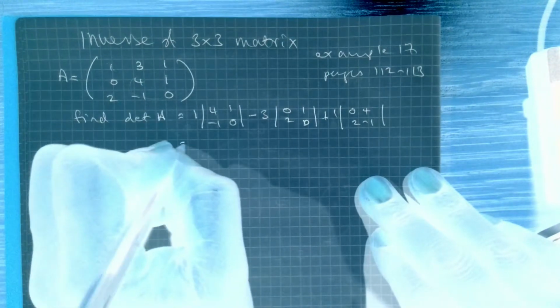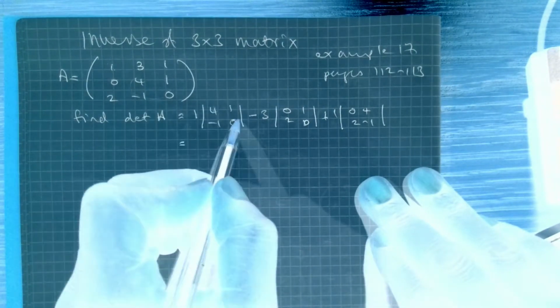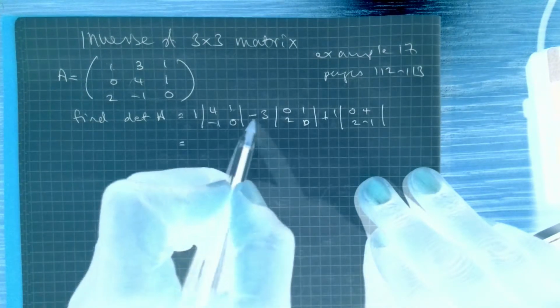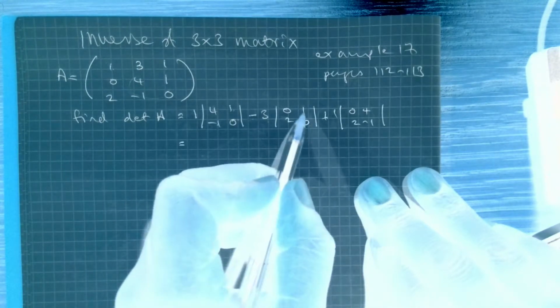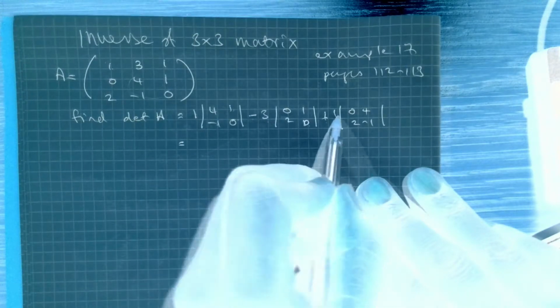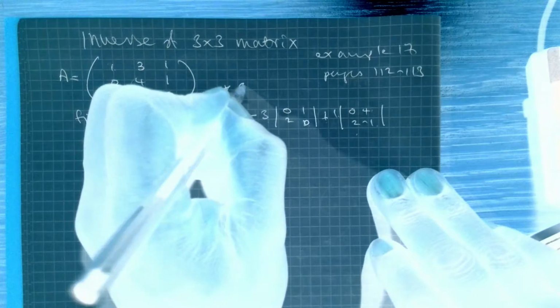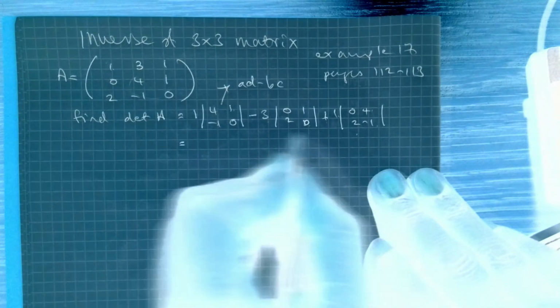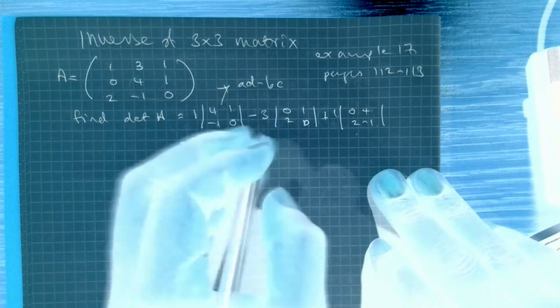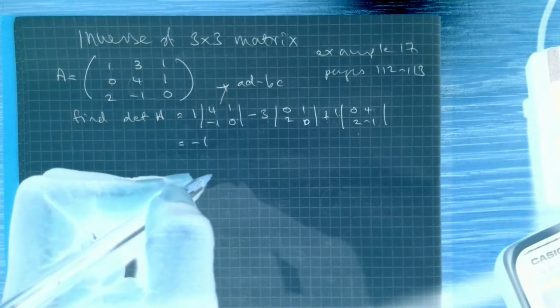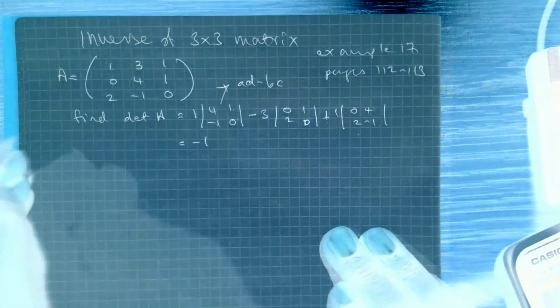Now if you work all of that out, it's 1 times 4 times 0, minus that times that, minus 3 times that, minus that times that, plus 1 times that, minus that times that. Remember, the determinant of those is AD minus BC. If you work all of that out, I'm not going to go through all the working, you basically get negative 1. So the determinant of this is negative 1. That's step number 1.